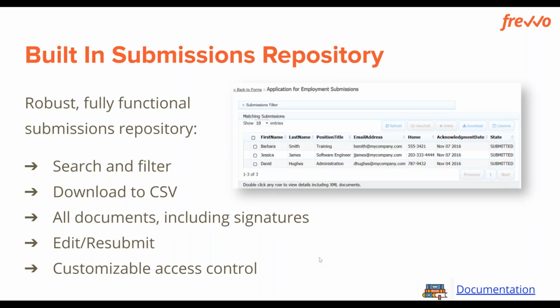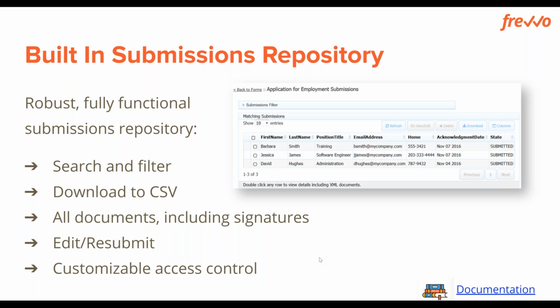All right, so let's start by talking about the built-in Frevo submissions repository. So again, this is part of the product that everyone has access to. And it's a really fully functional, very robust submissions landing place. You can search and filter your submissions. You can actually even customize which fields in your form you want to filter by. You can download all of your submissions to a CSV. You can see all of the documents that were submitted with your instance, including digital signatures.